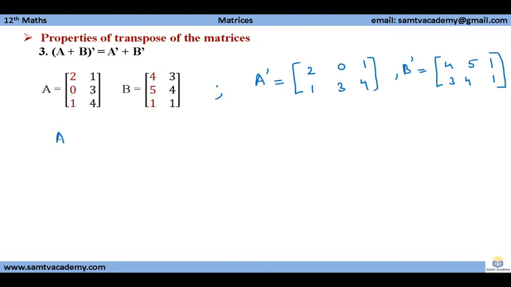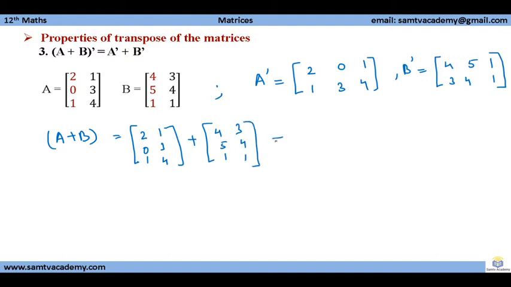So now we will first sum these. First we will find A plus B. So what is A plus B? We will write here A, 2 0 1 1 3 4, and sum it with the B matrix, that is 4 5 1 3 4 1. Now we will add both these matrices, so it will become 2 plus 4 is 6, 3 plus 1 is 4, 5, 3 plus 4 is 7, 1 plus 1 is 2, 4 plus 1 is 5. So this is A plus B.